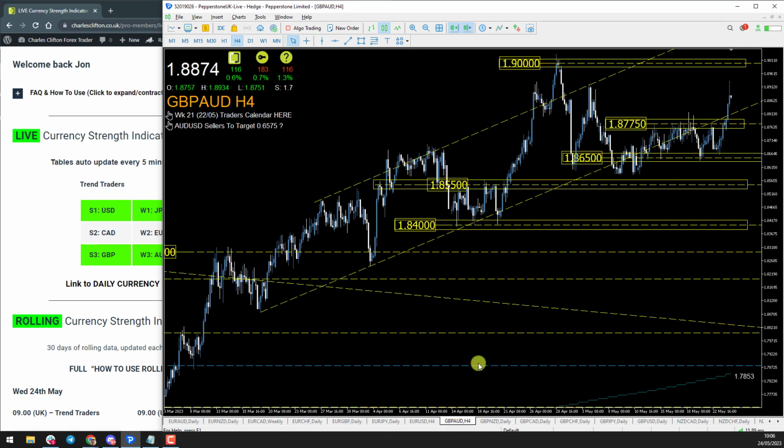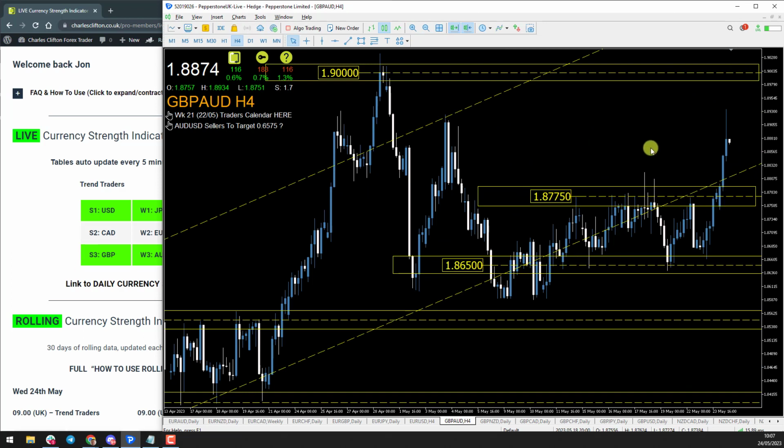But the top Forex pair to watch for me is this pound Aussie. I like the idea of it coming back into these 4-hour range highs for a potential long idea.